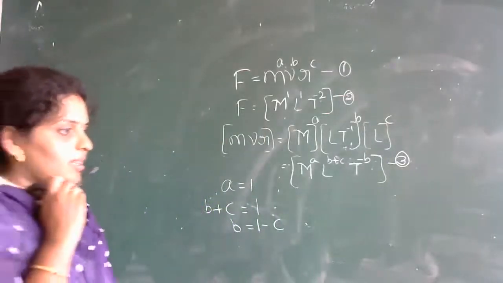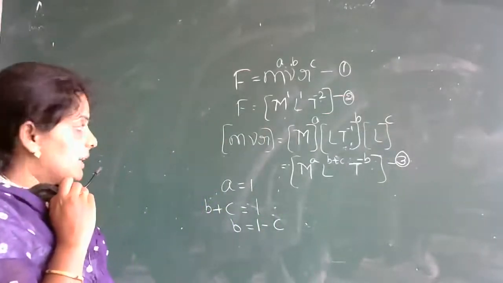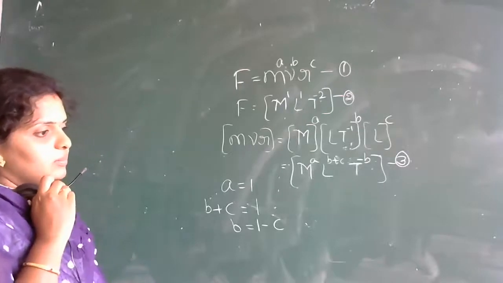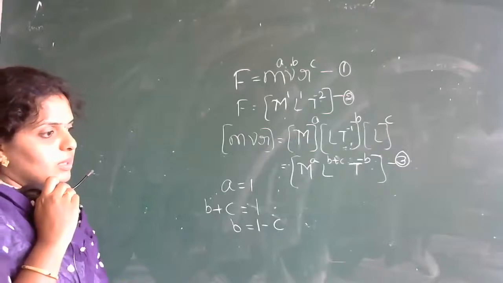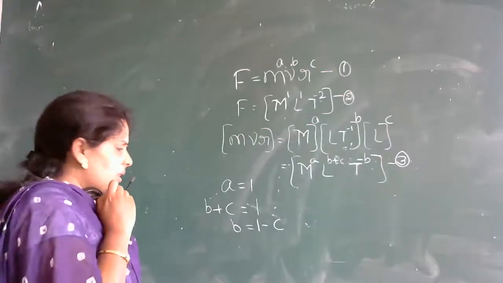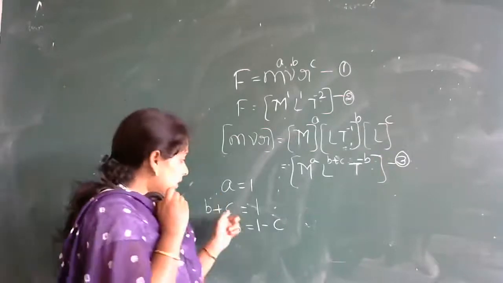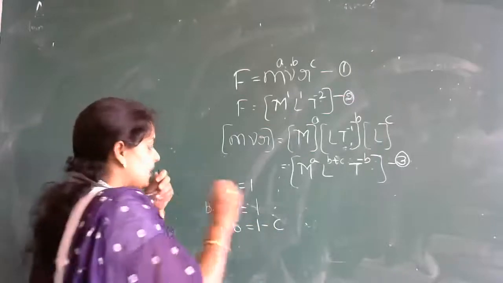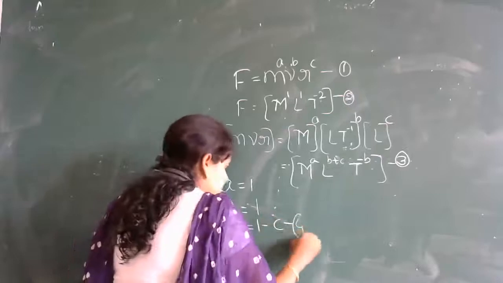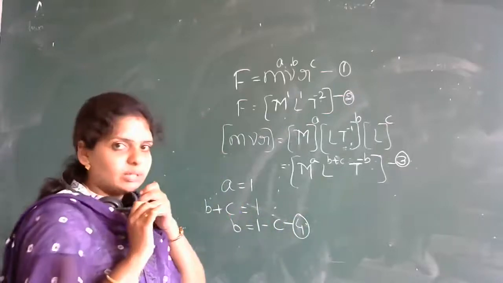It is not there in the textbook. This is an extra sum I am solving. See, you will get B plus C is equal to 1. Therefore, B is equal to 1 minus C. अभी मैं क्या करती हूँ, इसको equation 4 name करती हूँ, so that I'll understand while substituting the terms.